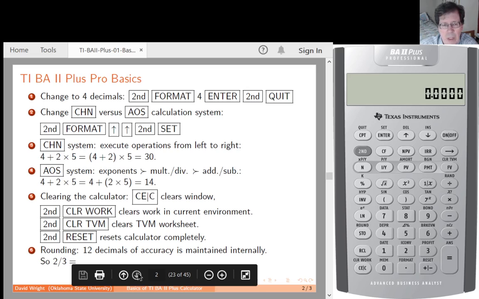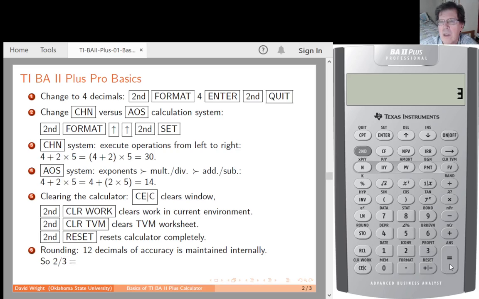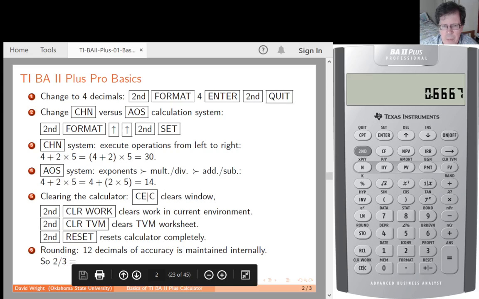Okay, rounding. The calculator maintains 12 decimals of accuracy. So you have to keep that in mind when you're doing rounding on the calculator. For instance, if I were to do 2 divided by 3, you can see that it rounded to 0.6667. But if we did it with 2 decimals here, it was 0.67.